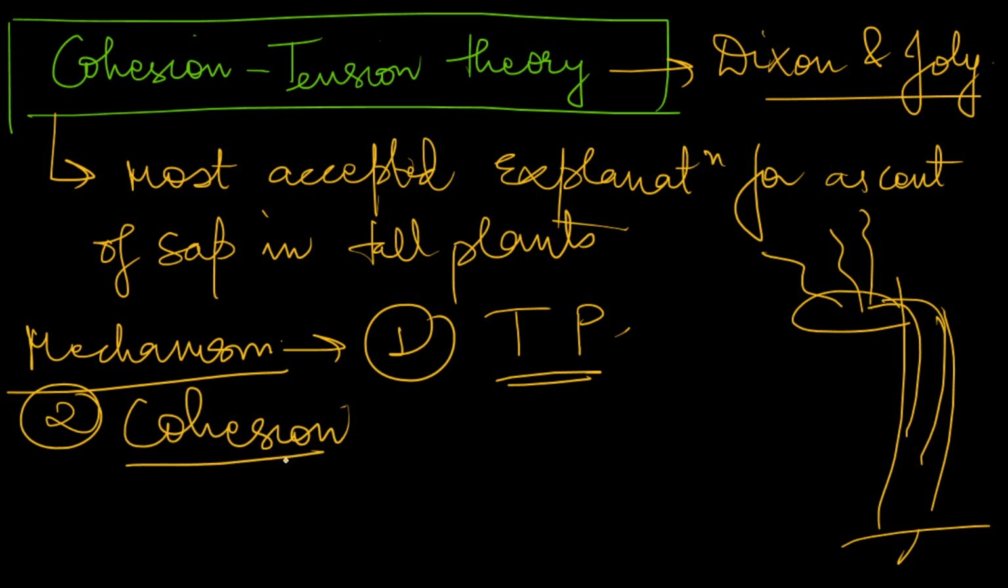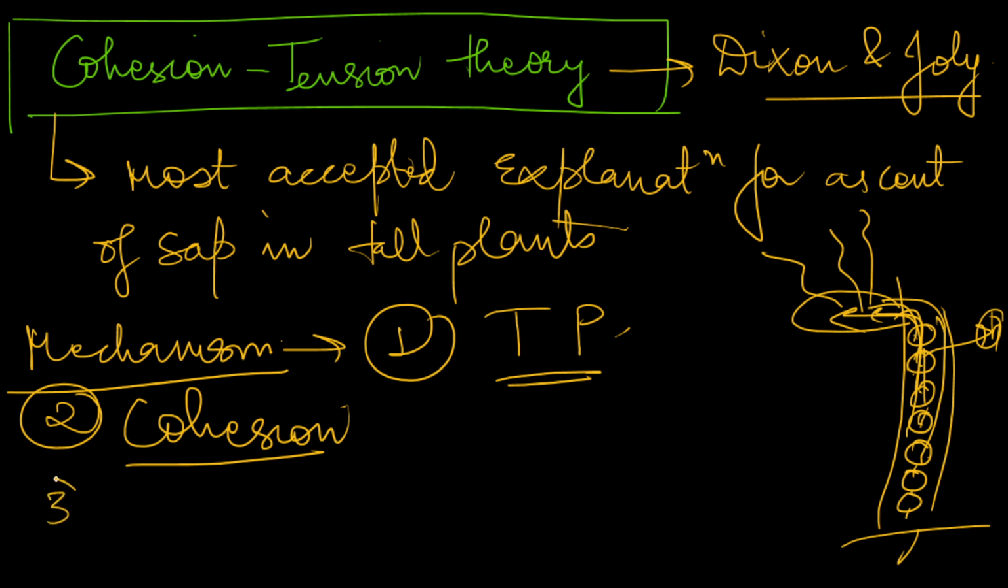So cohesion is that water molecules are held together by hydrogen bonds, giving them cohesive strength. Suppose these are water molecules, all held together by hydrogen bonds. So when one molecule of water goes up, the other molecule simultaneously goes up cohesively with it, because they are together with hydrogen bonds. So there is no discontinuity in this movement. Due to cohesion, they all move together.